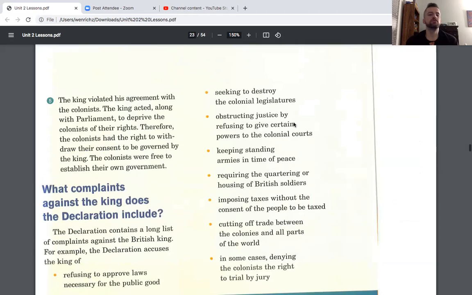Point number five, the king violated his agreement with the colonists. The king acted along with Parliament to deprive the colonists of their rights. Therefore, the colonists had the right to withdraw their consent to be governed by the king. The colonists were free to establish their own government.